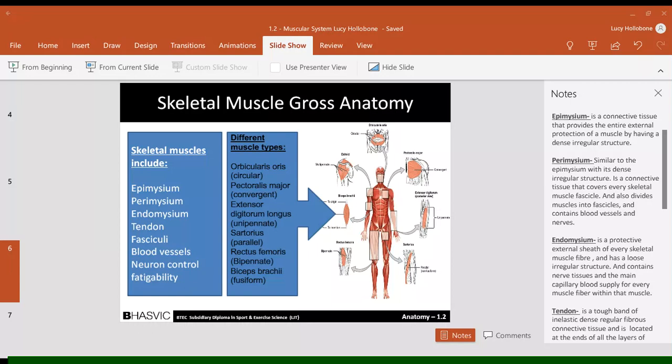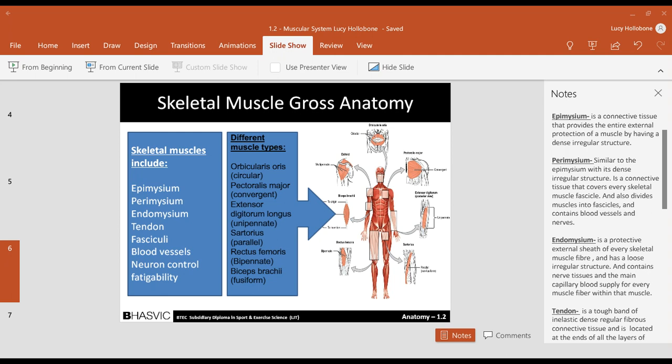Muscle growth anatomy. Skeletal muscles have epimysium, which is a connective tissue that provides the entire external protection of a muscle by having a dense irregular structure. It also has perimysium. Similar to the epimysium with its dense irregular structure, it is a connective tissue that covers every skeletal muscle fascicle and also divides muscles into fascicles and contains blood vessels and nerves.